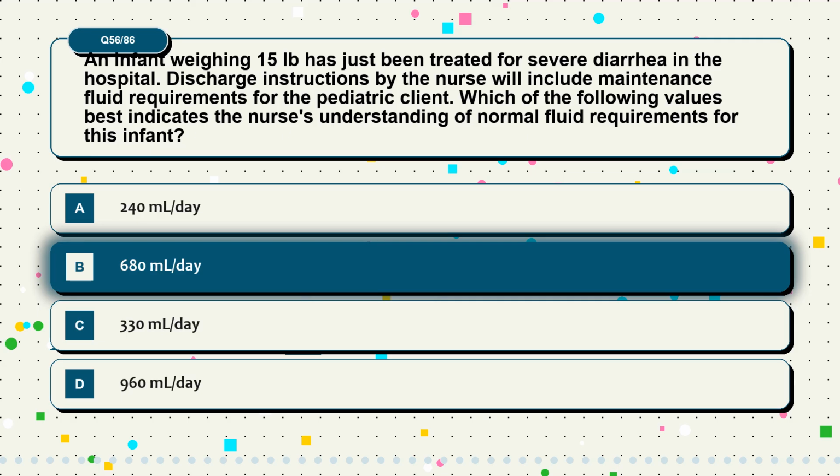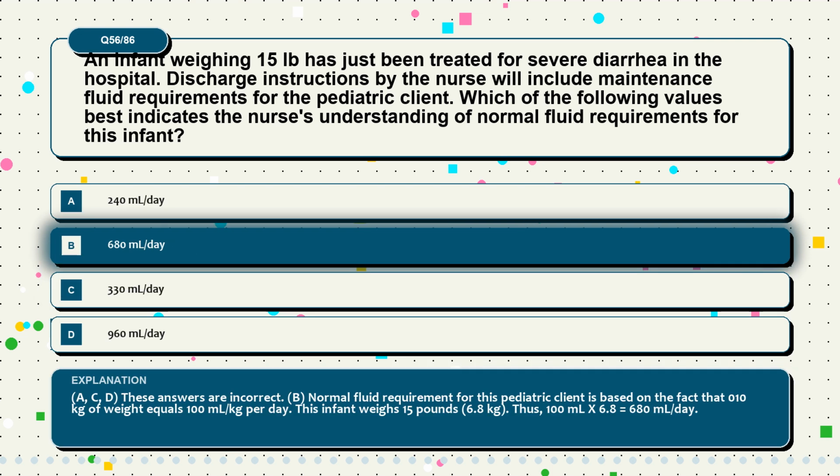The correct answer is option B, 680 ml/day. A, C, D. These answers are incorrect. B. Normal fluid requirement for this pediatric client is based on the fact that 0-10 kg of weight equals 100 ml/kg per day. This infant weighs 15 pounds, 6.8 kg. Thus, 100 ml x 6.8 equals 680 ml/day.